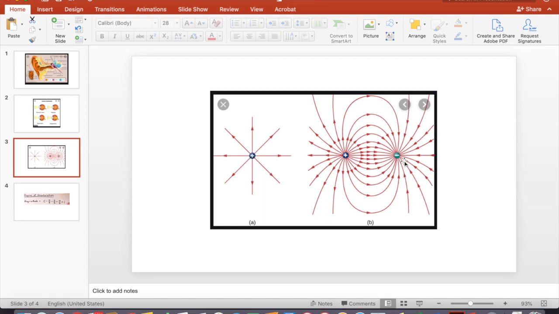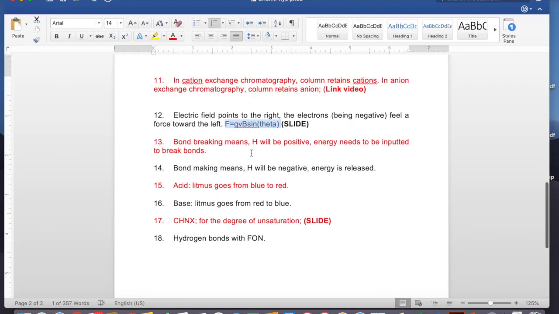And then for the negative side, it's just the opposite. If the plus is going up and sideways, so it's going outward, then the negative side has to have inward electric field lines. All right, next.